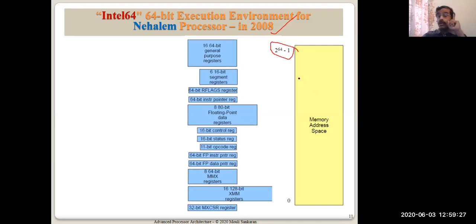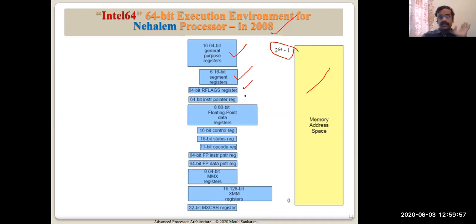It can address up to 2 power 64 locations of physical memory, and you don't have to remember everything. There are different register sets. I want to give you an idea of how big it is. There are 64-bit process register sets, 16 are there. 16-bit segment registers are there. The Intel is a segmentation memory. Paging is also there. It is segmentation plus paging.